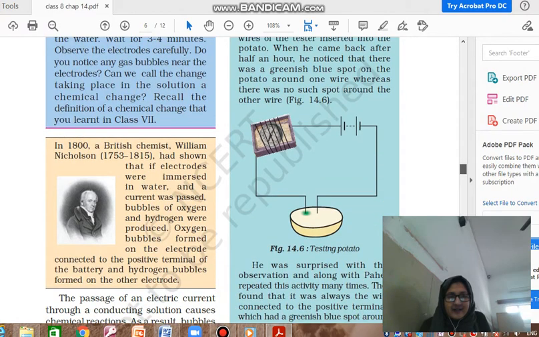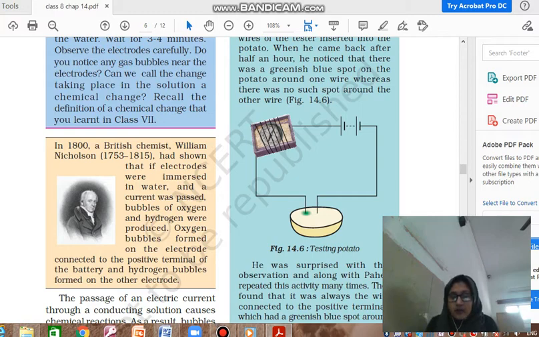Okay, so there was a British scientist, William Nicholson. He also did the same experiment, and he immersed the two electrodes inside tap water. What is the chemical formula of water? H2O. So it is a combination of hydrogen and oxygen. After some time, when electric current was passed through, the water split up into hydrogen and oxygen. The bubbles of hydrogen and oxygen were seen inside the water, inside that solution.